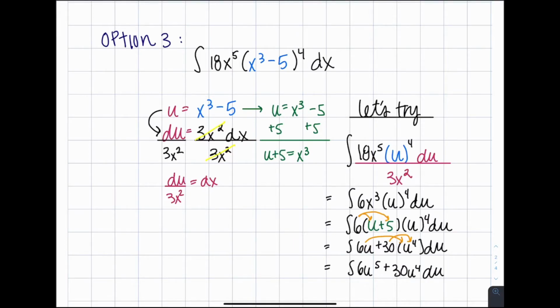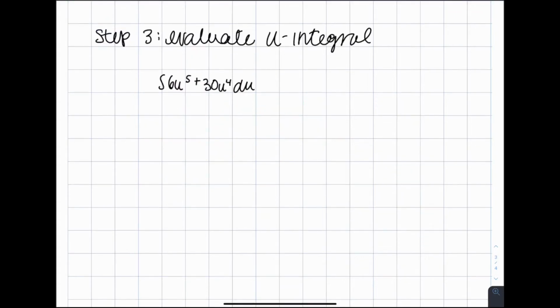We end up with 6u to the 5th plus 30u to the 4th du. Now this is something that looks a little bit more friendly. So going with this route, we're going to move on to step 3, which is to evaluate or solve our u integral. And here we don't have anything too complicated.